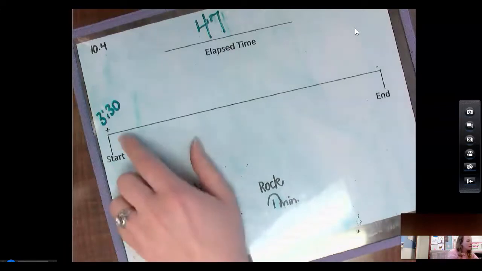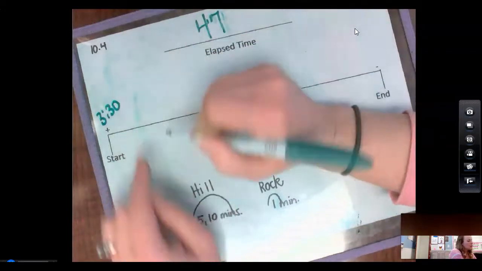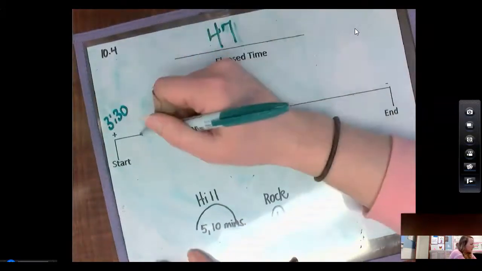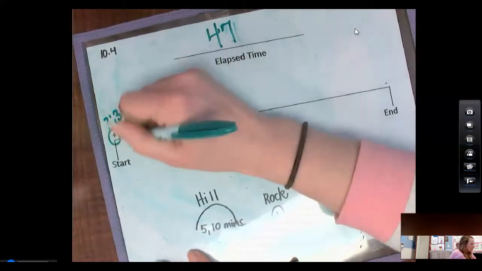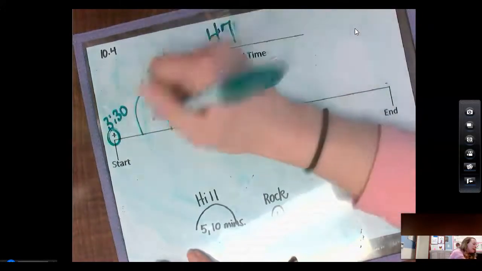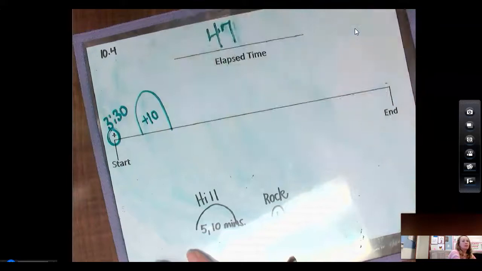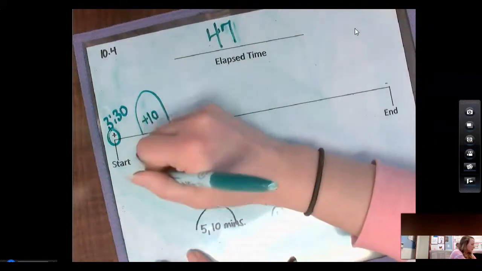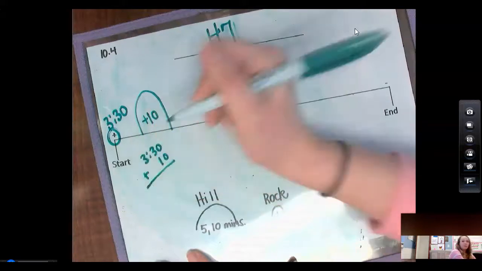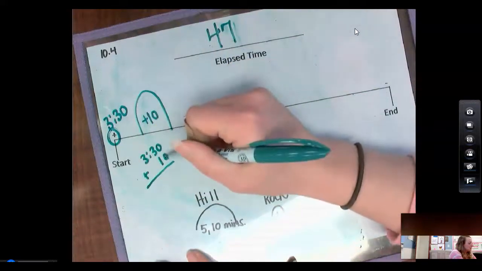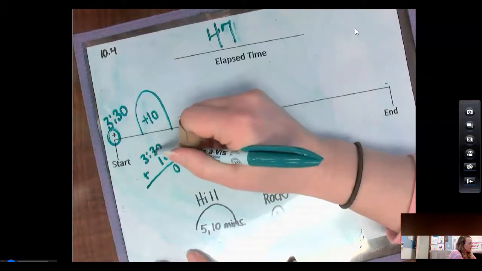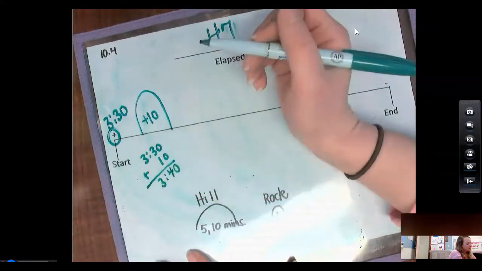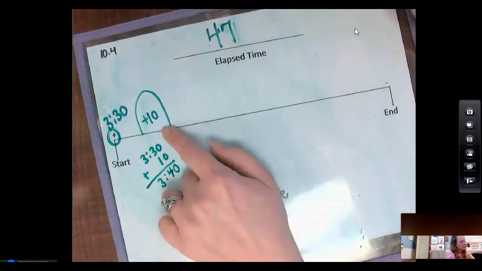All right, kiddos, here we go. So what am I going to do? If I have to go 47, what do you think we should do? If you said we have to do a plus 10, you're exactly right. We're going to do a plus 10. So 3:30 plus 10. 0 plus 0 is 0. 3 plus 1 is 4. 3:40.